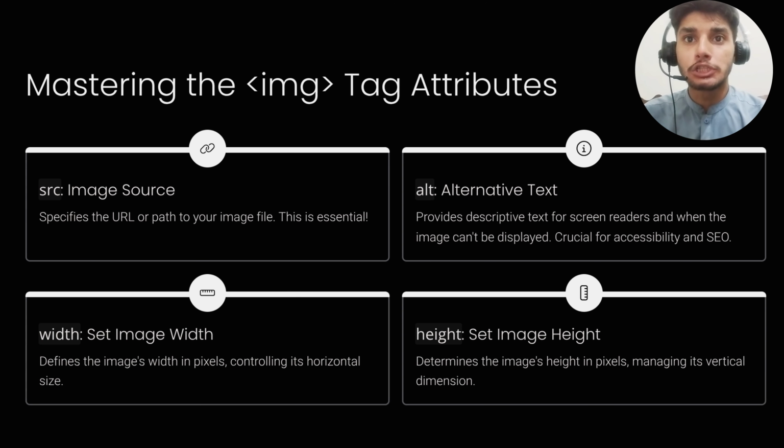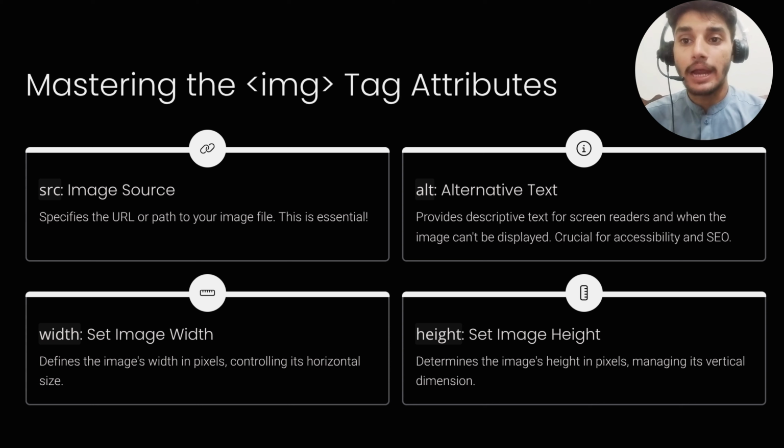The image tag is used to display an image. It does not need a closing tag and uses several attributes. SRC is the source or path of the image. Alt is the alternative text if the image cannot load. Width and height control the size of the image.